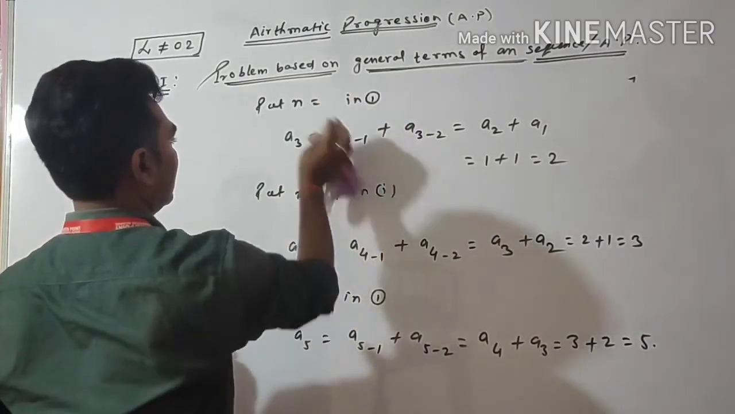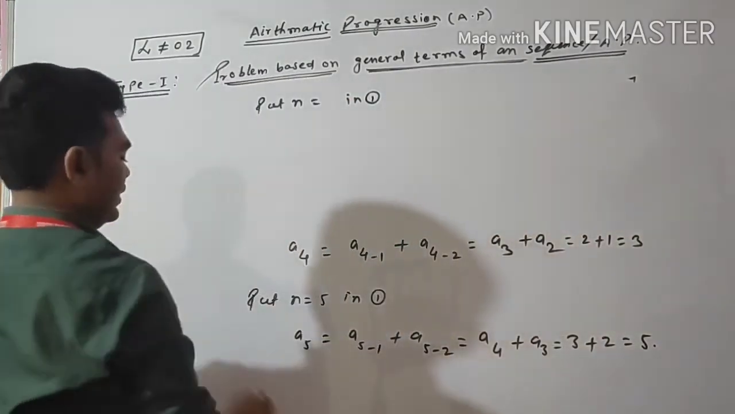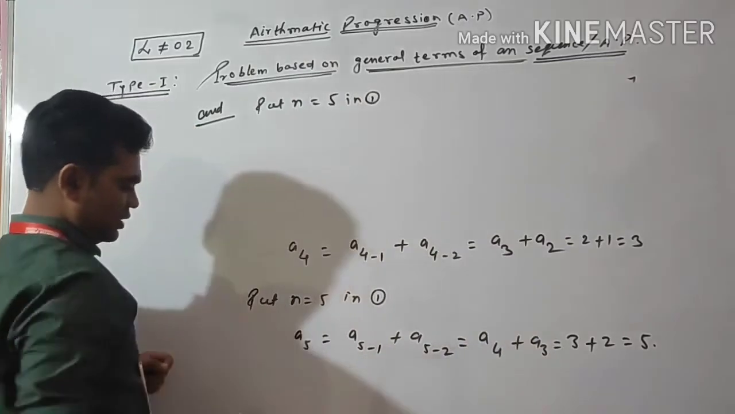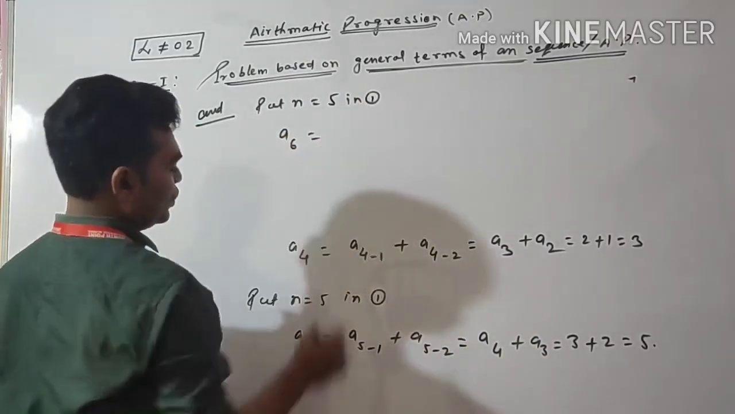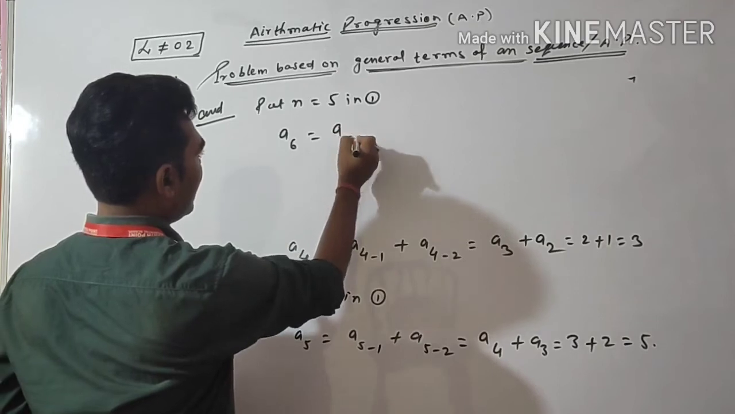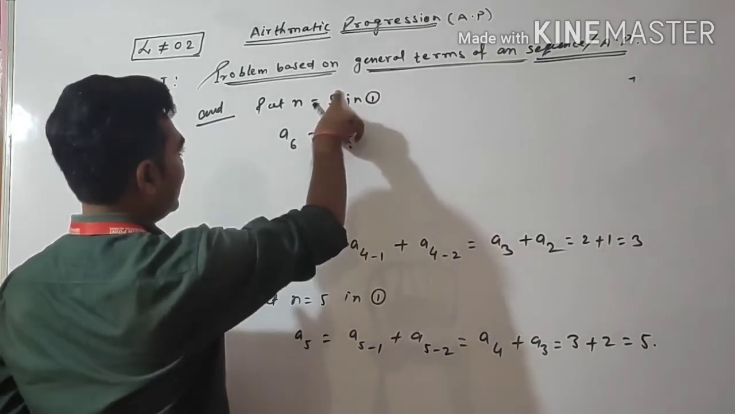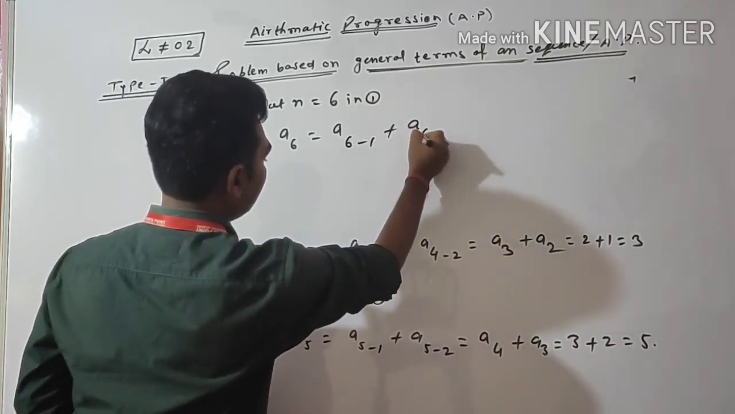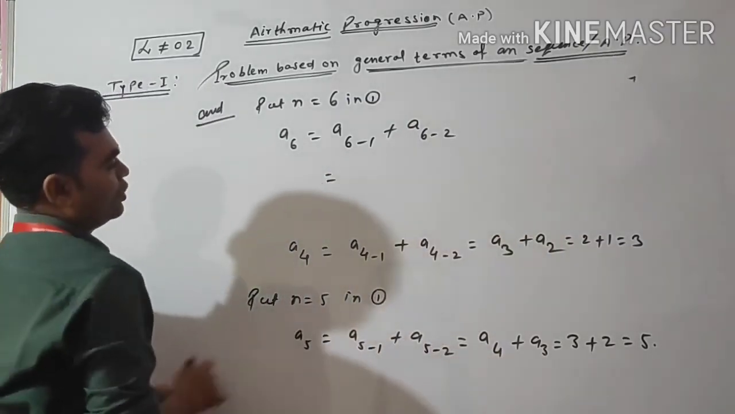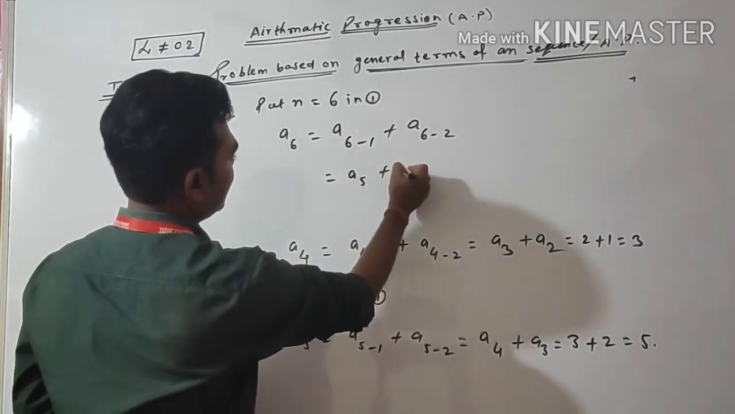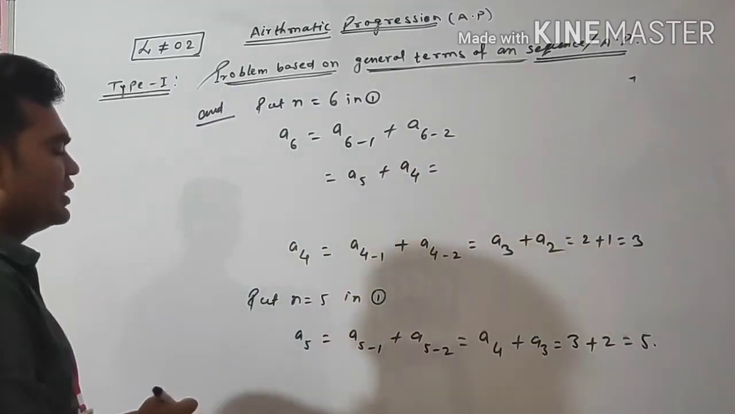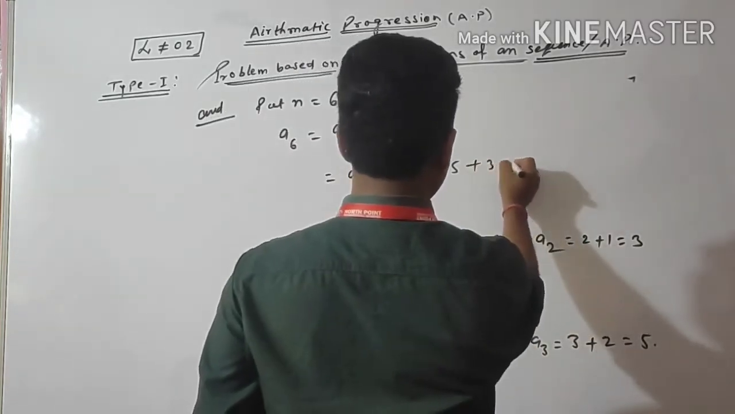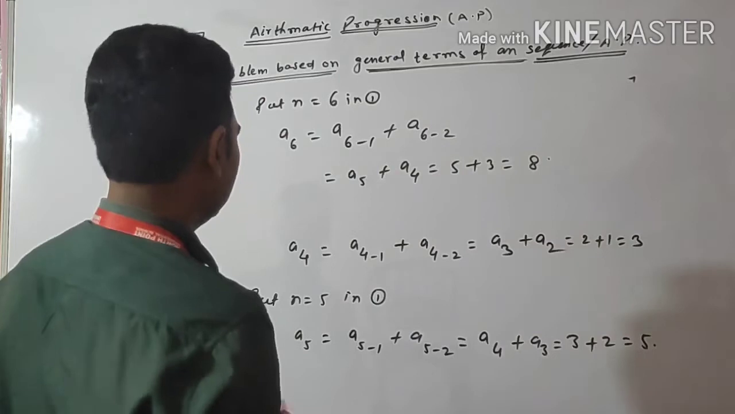Now lastly put n equal to 6. Then a6 equals a6 minus 1 plus a6 minus 2, and this equals a5 plus a4. And a5 is 5, a4 is 3, and 5 plus 3 is 8.